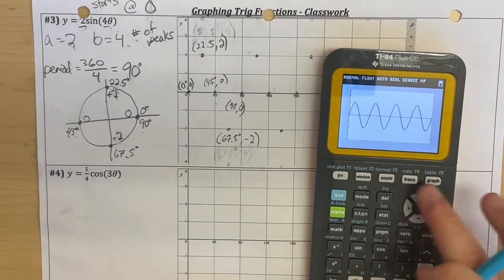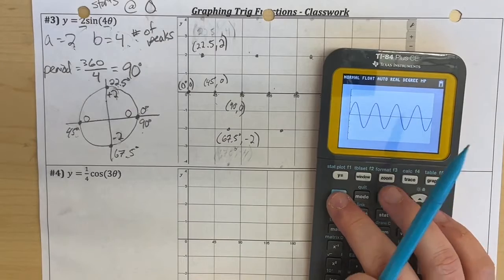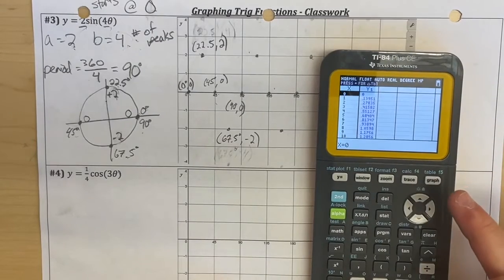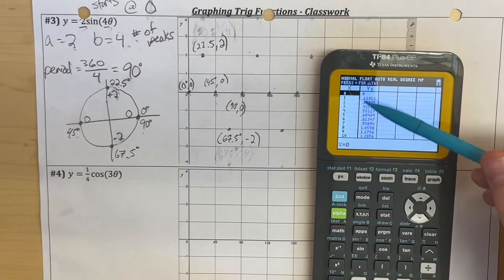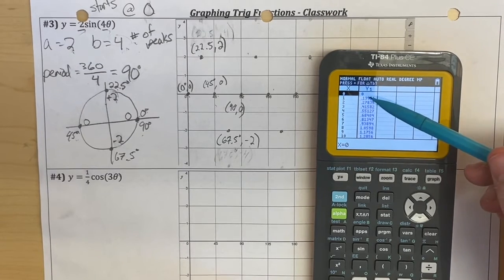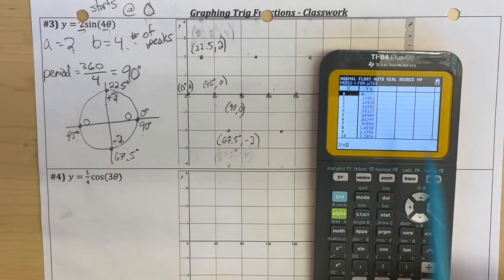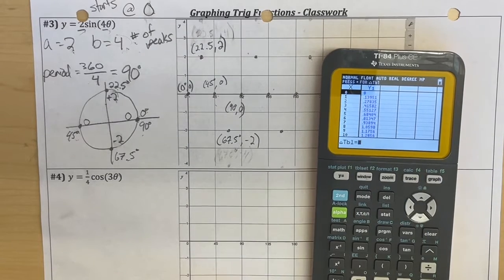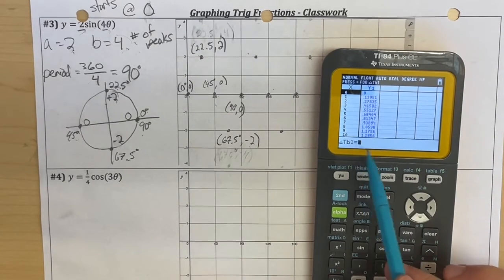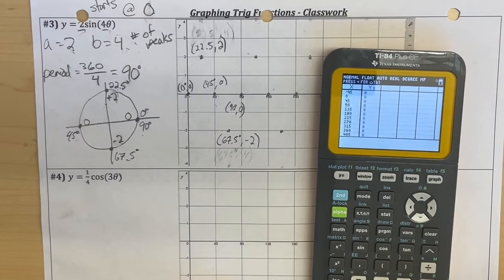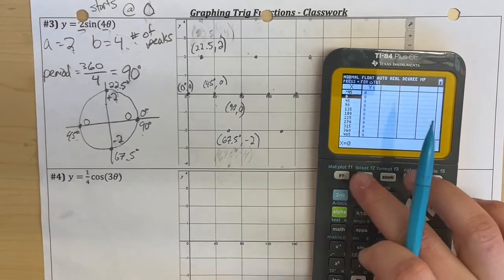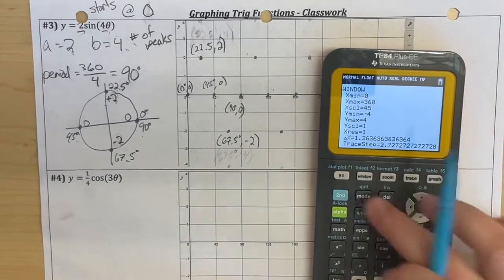Also, I can double check, so I can say, all right, let's do second table, because I want to look at my table of values, and you notice, hey, it lists the change in x as 1. So what I want to do is hit that plus sign, and I can change my x values. I want to change it by 45 degrees. So that means, let me double check that.